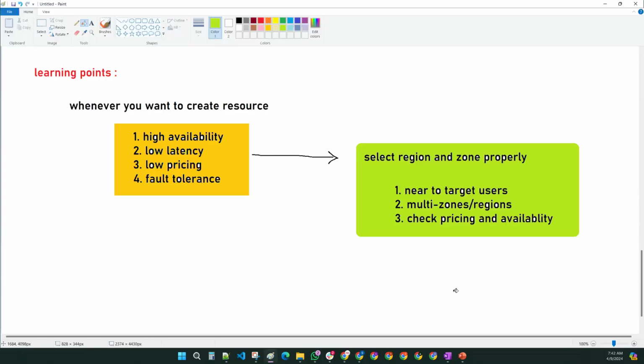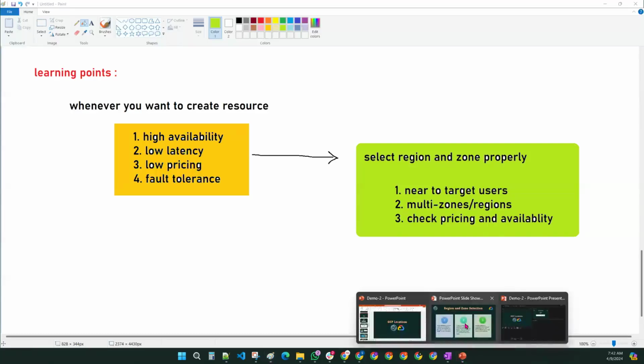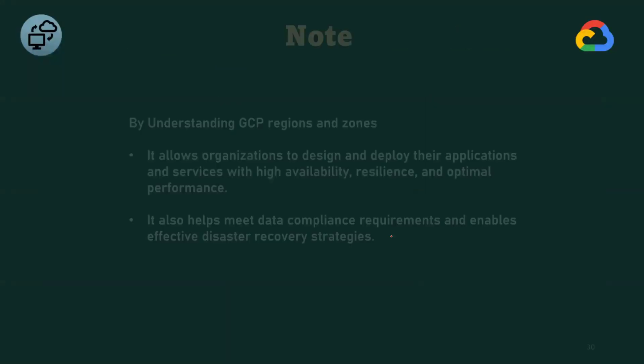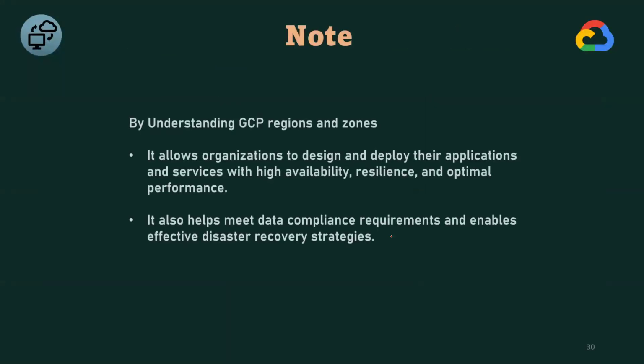So this is how you have to think about the GCP regions and locations. And here also we have the same thing. Understanding the GCP regions and zones allows organizations to design and deploy their applications and services with high availability, right? As per our understanding, we were also expecting high availability, optimal performance, resilience and fault tolerance. It also helps meet data compliance requirements and enables effective disaster recovery strategies. Okay, so this is what it is, sir.